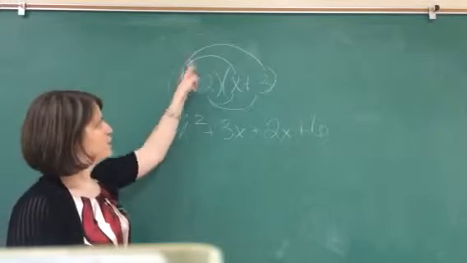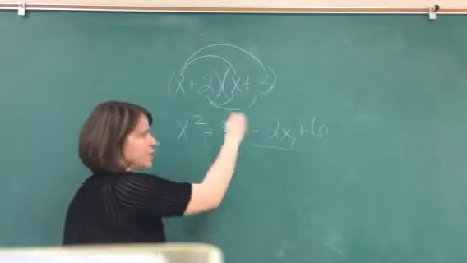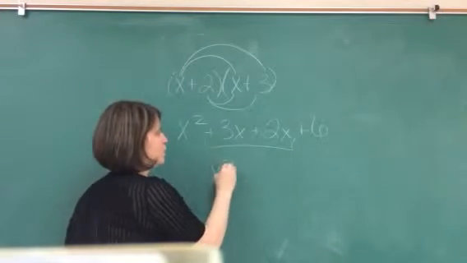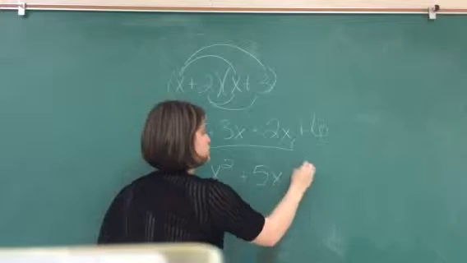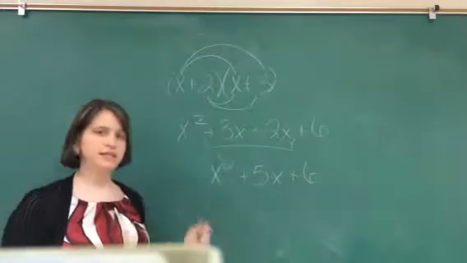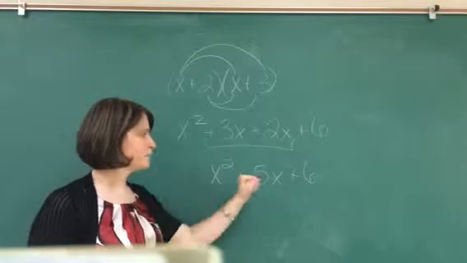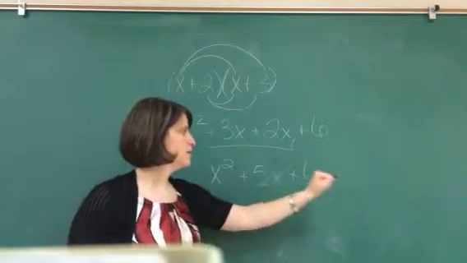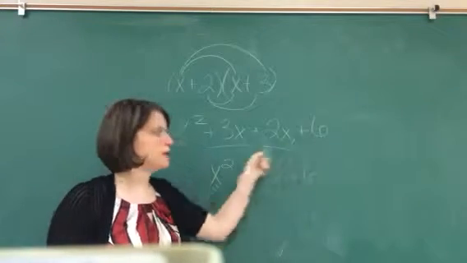So everything over here got distributed to everyone over there. Then we ended up getting like terms in the middle, so we went ahead and combined our like terms. And our answer ends up looking like this: x squared plus 5x plus 6, or x squared plus a number times x plus another number. When it looks like this, this is what we're going to focus on today.